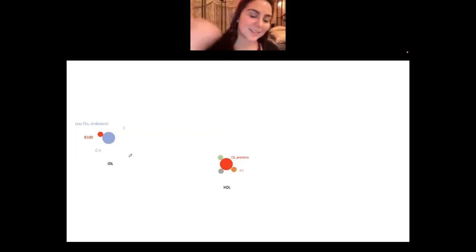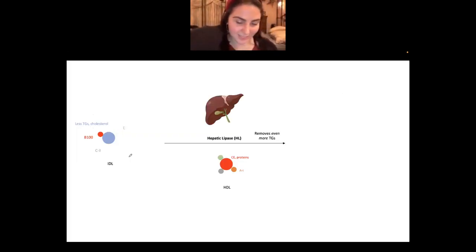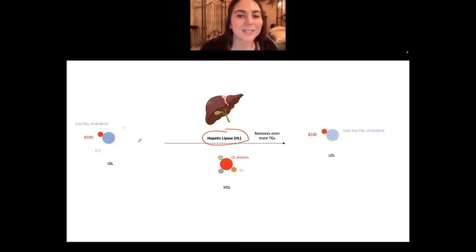It gives away C2 and E. It's like, here you go, I don't need this anymore. So it gives C2 and E back to HDL. Because remember, HDL is just everywhere. So if these things don't need it, they just give back C2 and E to HDL. It's like, here, I don't need it right now. Now the IDL undergoes another enzyme called hepatic lipase, and it's going to basically take more of the triglycerides away, and then now we're going to have LDL.